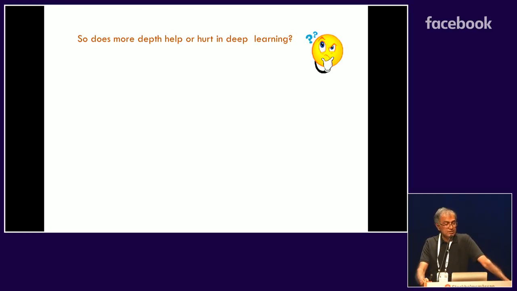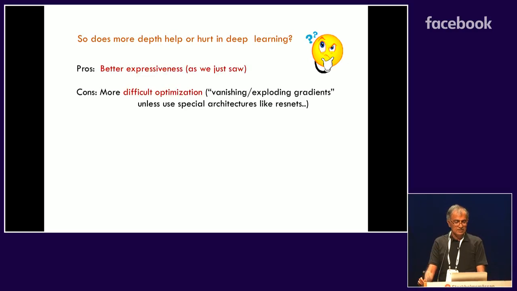Which leads to the question, does more depth help or hurt in deep learning? And of course, the masses of people at this conference shows that it helps a lot, but mathematically, what's going on? The pro of more depth is, of course, you have more expressiveness, as we just saw. But the con, traditionally, was that the optimization is way more difficult, as people realized in the 1950s. For instance, there are vanishing and exploding gradients with higher depths, unless you use some special architecture like ResNets, which were invented recently.